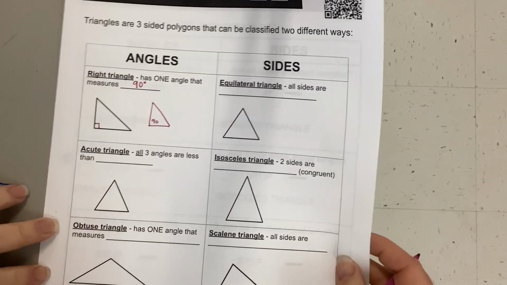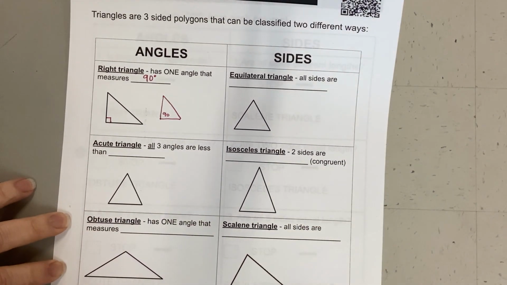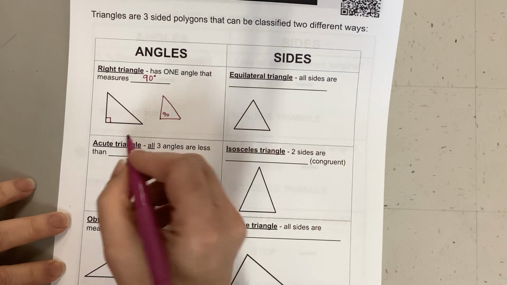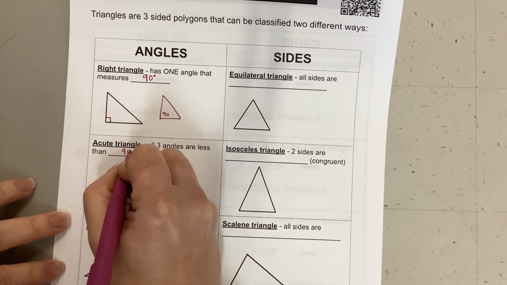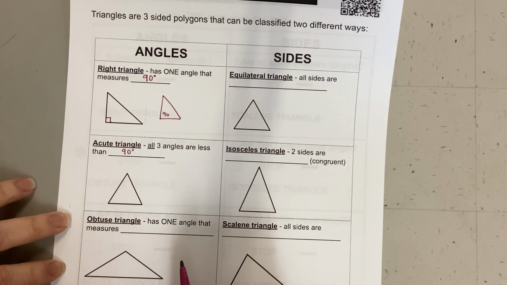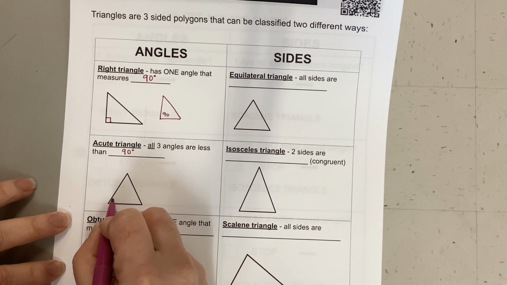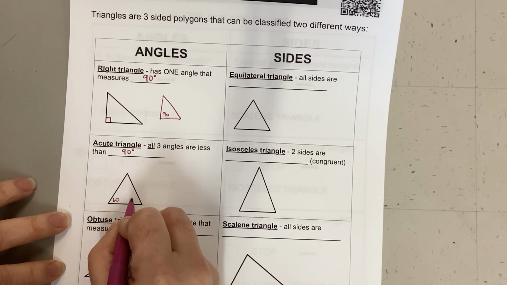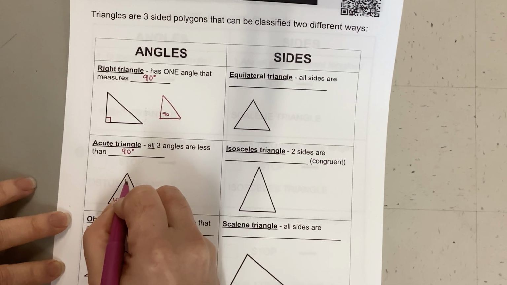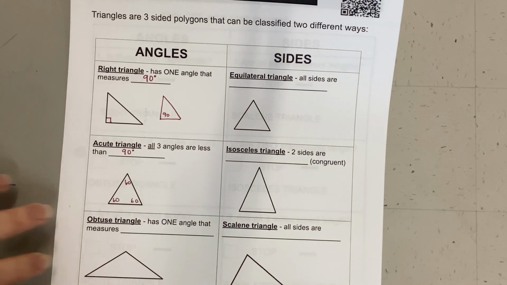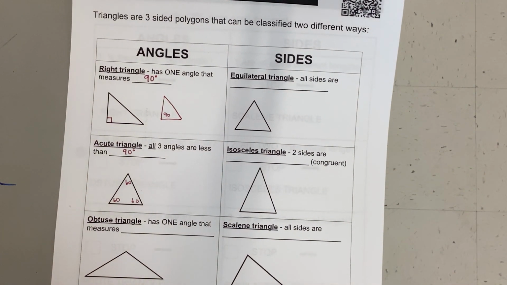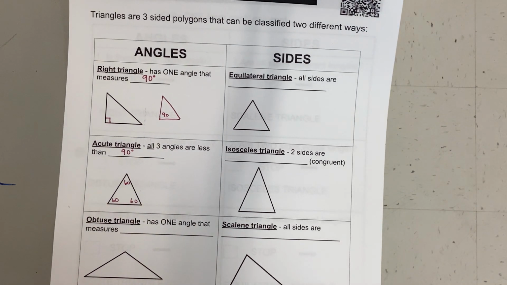The next is an acute triangle. And in an acute triangle, all 3 angles are less than 90 degrees. So you might have 60, 60, and 60 labeled. You might just see that they're all narrower than 90 degrees, and in that case you know that you have an acute triangle.